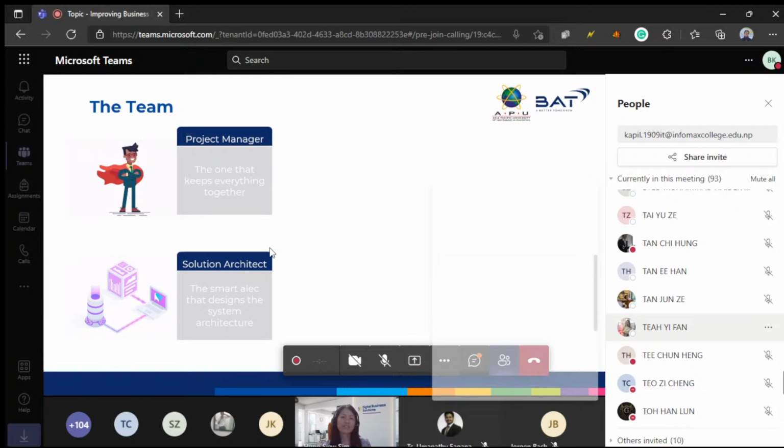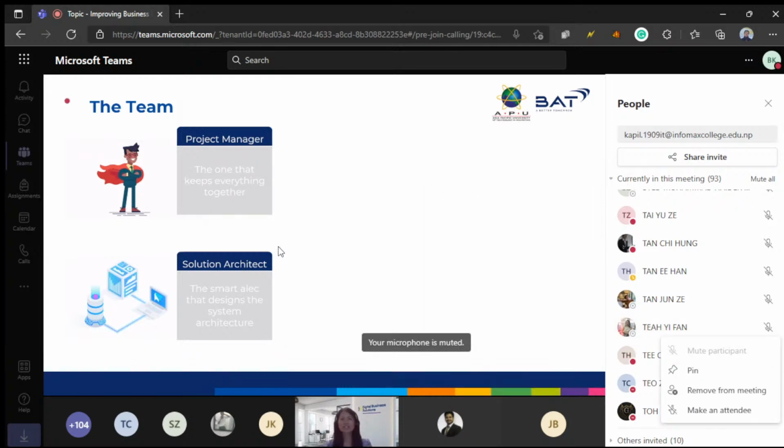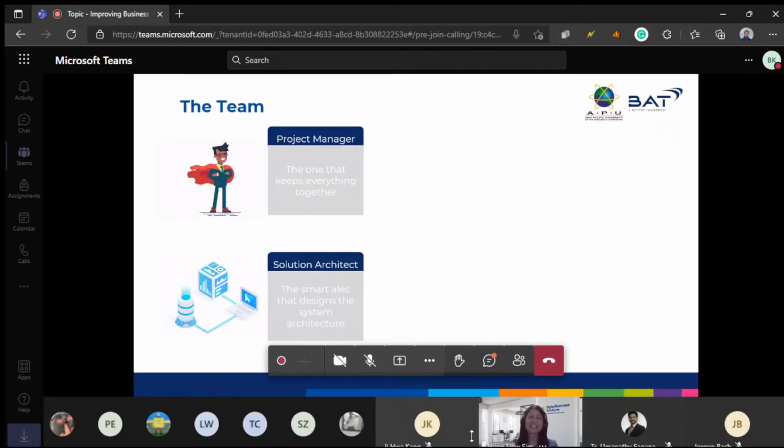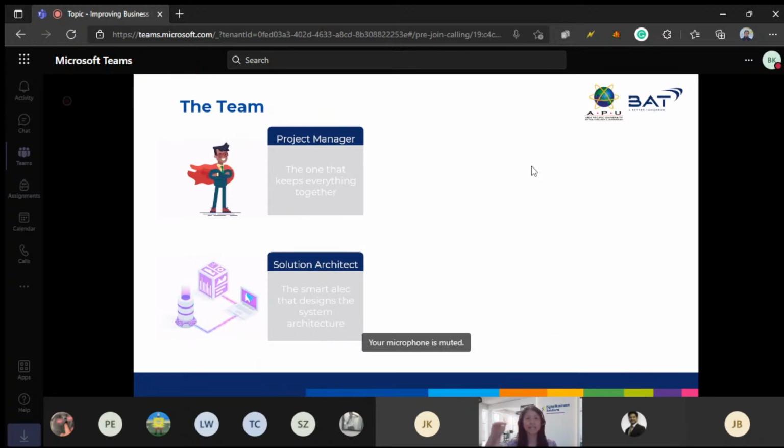So what about the solution architect? The solution architect will be the techie guy that designs the entire system landscape. We need the middleware, we need the database, we need the application, we need the add-on. I'm not someone who is able to play this role, but this person will need to understand at a high level what the business requirement is and design the system landscape.